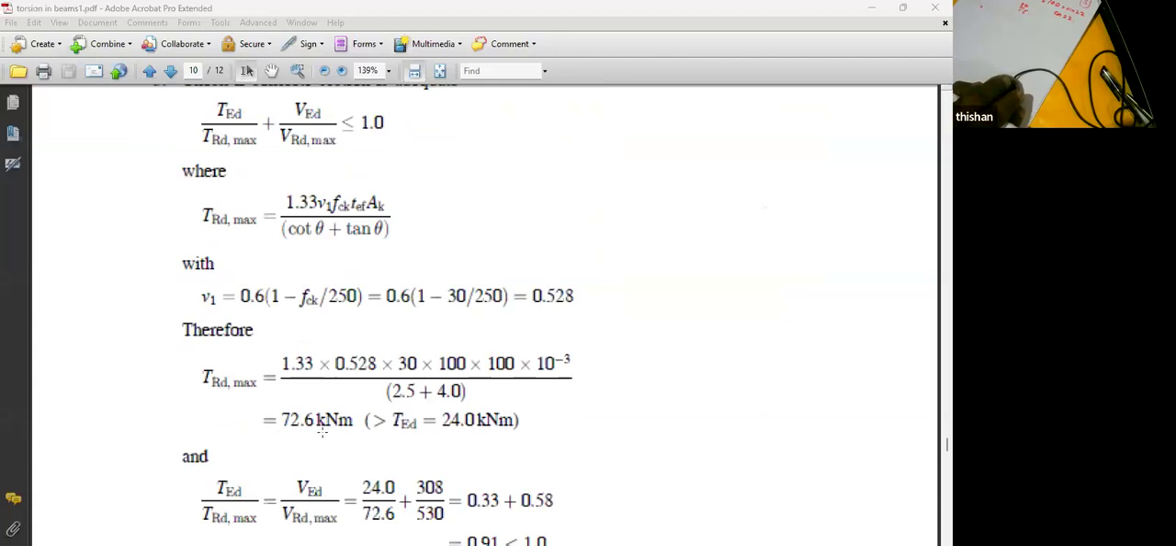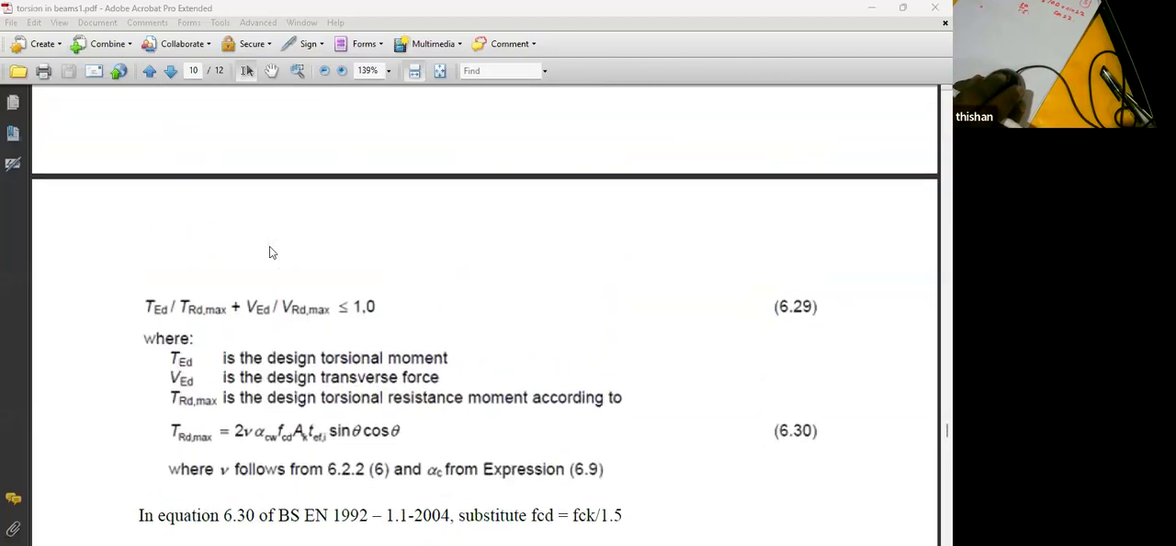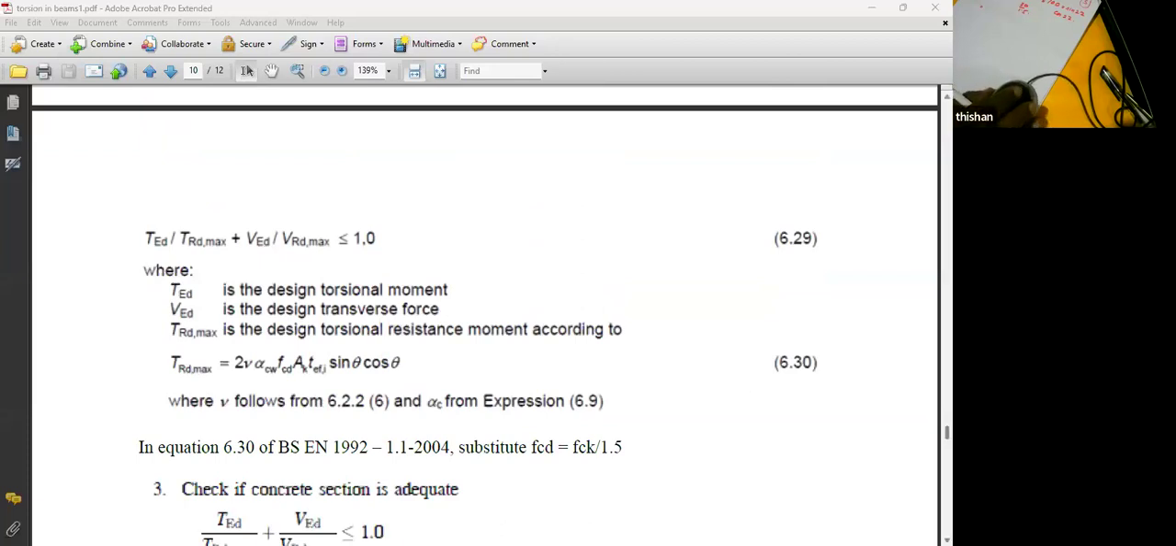Is that clear? It's pretty close, right? So the equation given in the note is a little different. And how do you know how to get this equation? From the original equation. The original equation is given in the code.